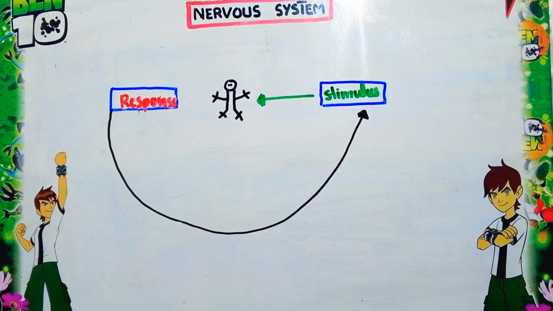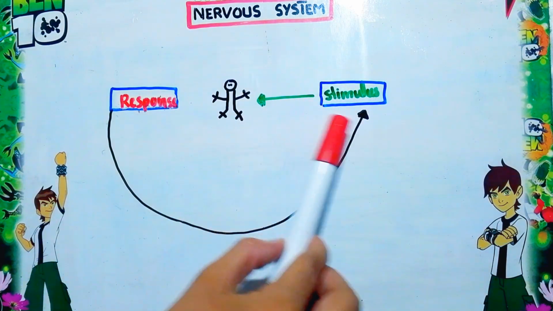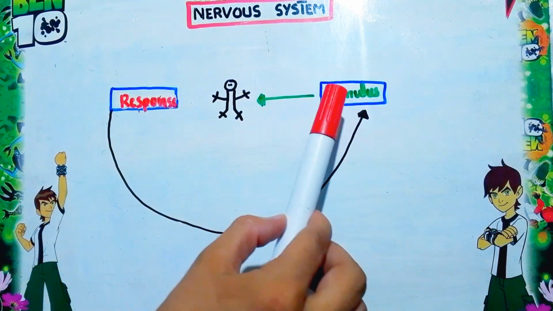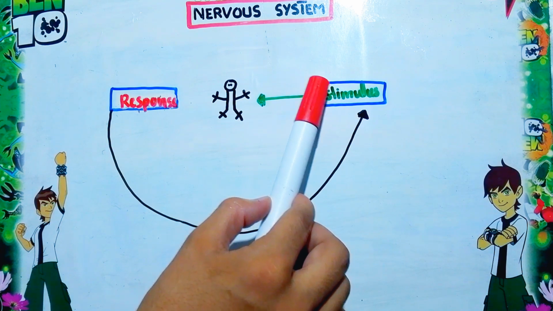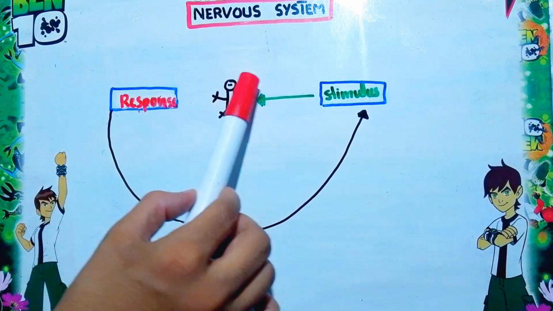Now look at this another example. When someone knocks on your door, this is actually a stimulus, meaning it is a change. Now this change is collected by the ears. These changes are detected by the ears, which are the main receptors.